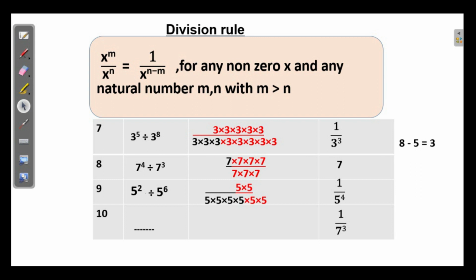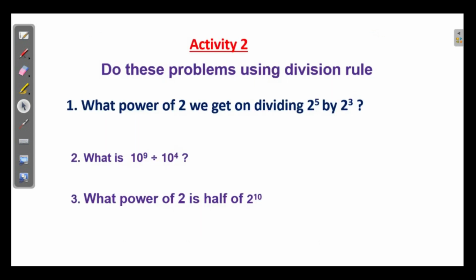Then the answer is 1 by 7 cubed. We can write it in many ways. One of the ways is 7 square by 7 raised to 5, which is equal to 1 by 7 cubed. Different answers will be there for this question. The second activity is: do these problems using the division rule.